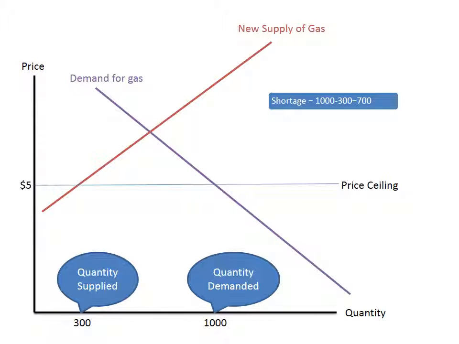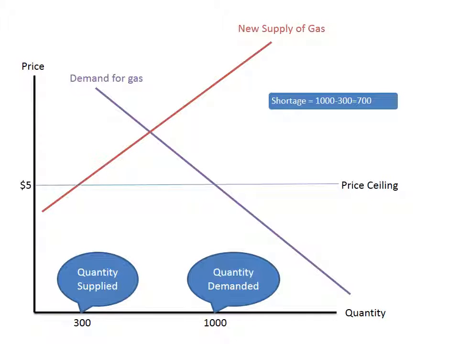But let's say politicians get into the act and they notice that the price of gas is going up, and they say, well, no, this is horrible, this is exploitation or evil or whatever, so we're going to impose a price ceiling of $5 right where things were before. What's going to happen? Well, there'll be a shortage of gas. And in this example, there'll be a shortage of 700 units of gas.